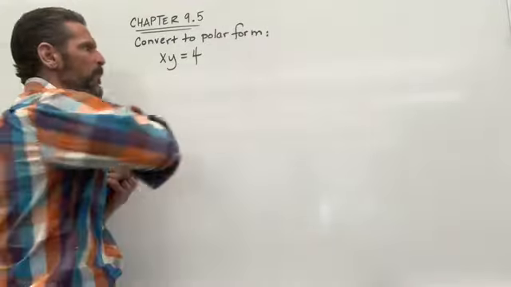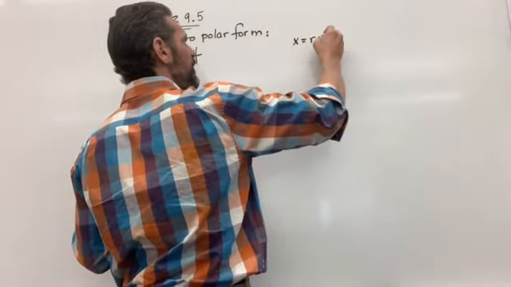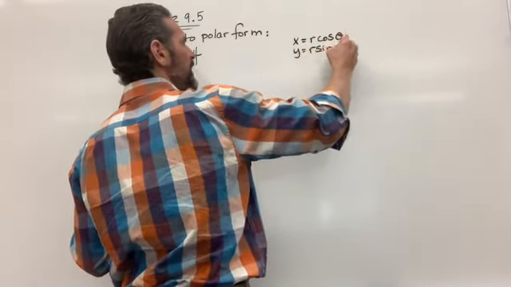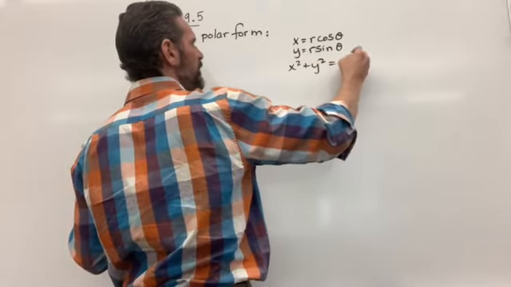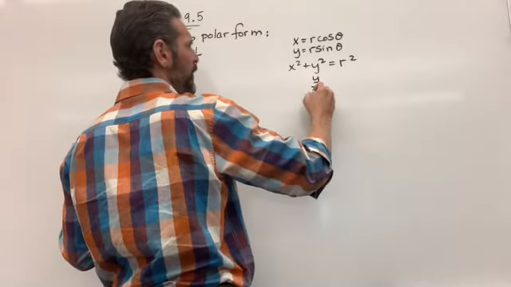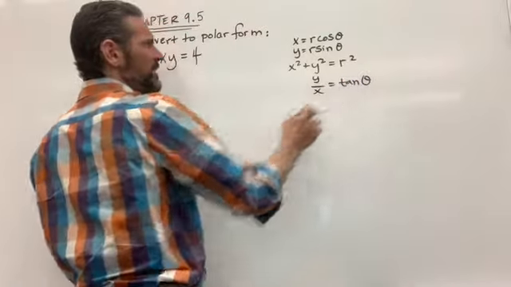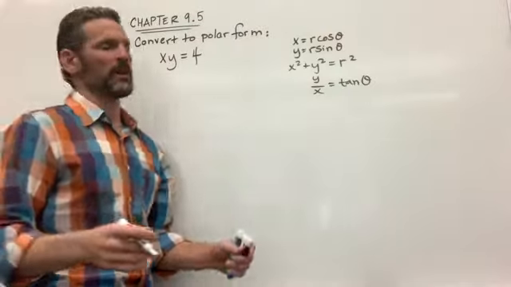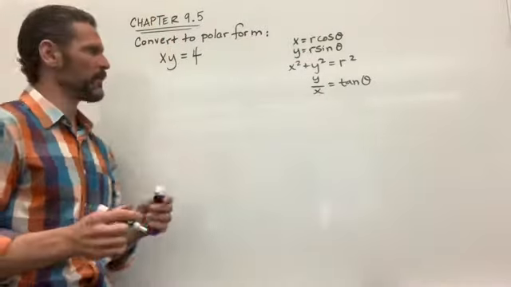Remember, so important are our four bridges. x equals r cosine theta, y equals r sine theta, x squared plus y squared equals r squared, and y over x equals tangent theta. Notice the right-hand side involves r and theta. Those are the polar side of the equation. The left-hand side involves x and y. Those are the rectangular side of the equation.